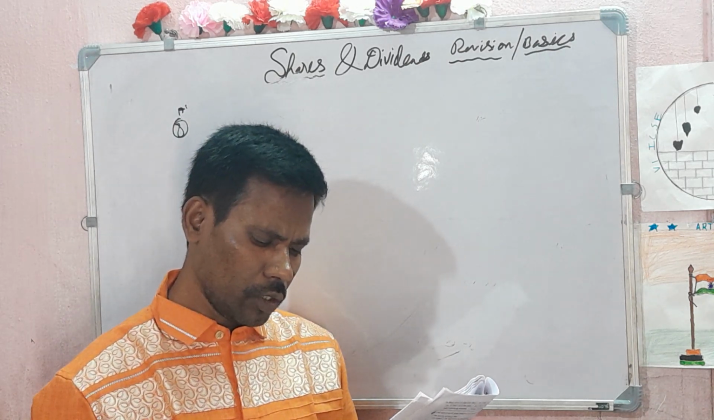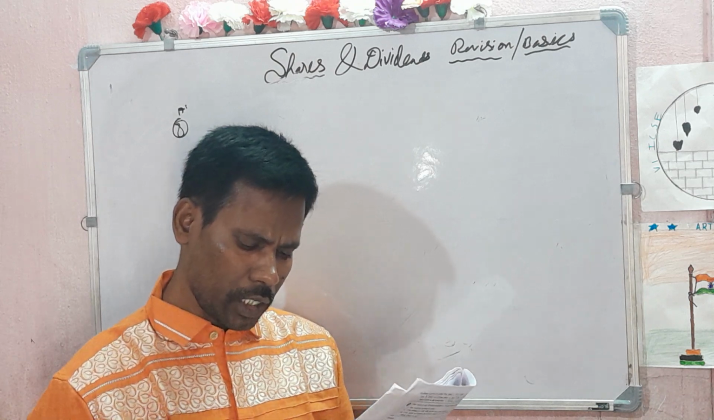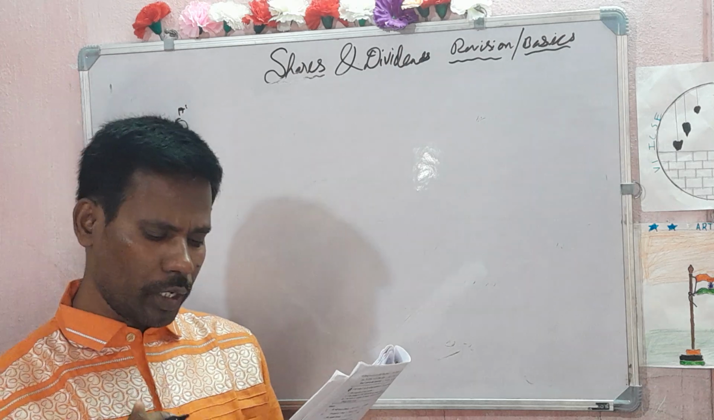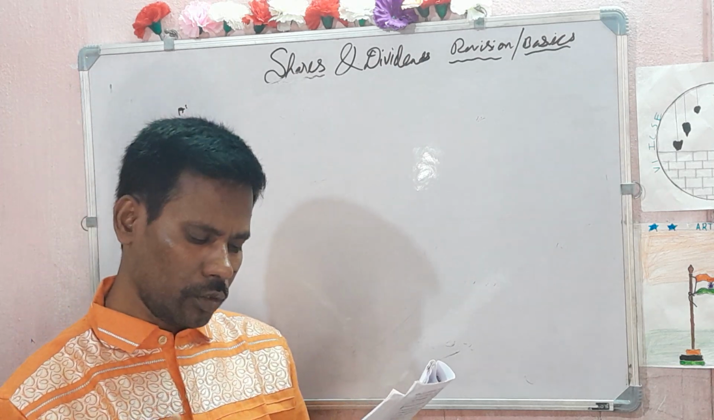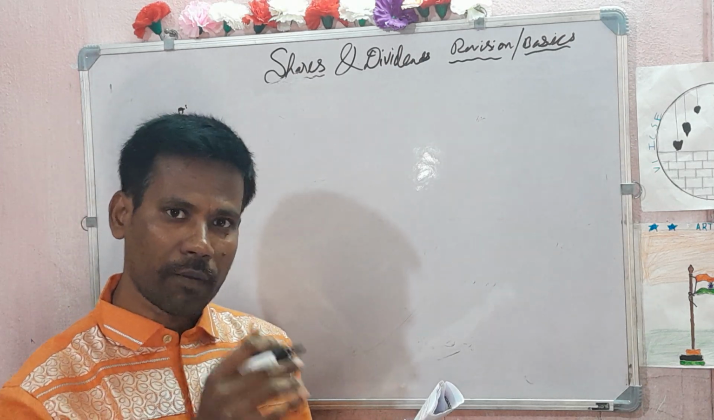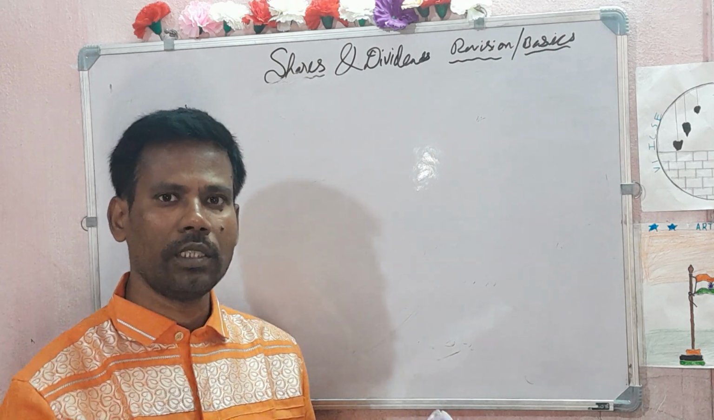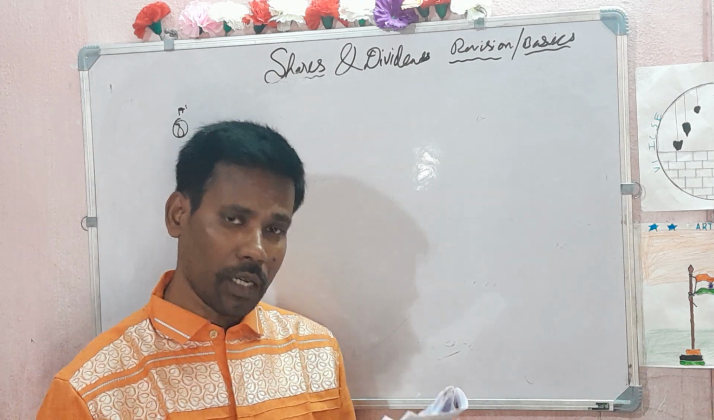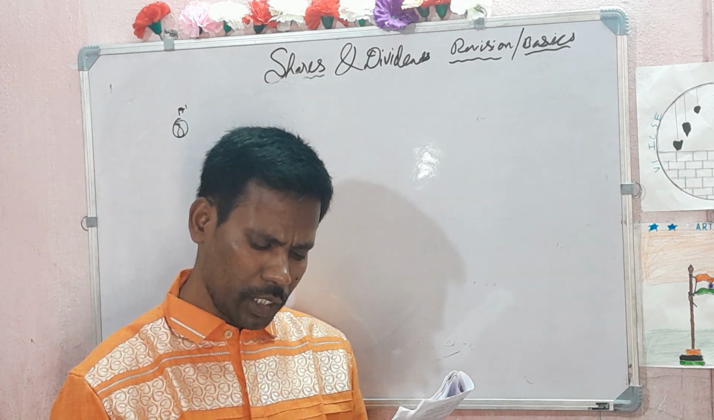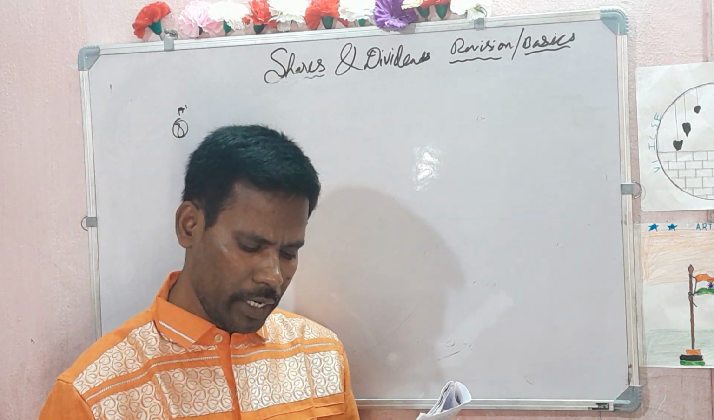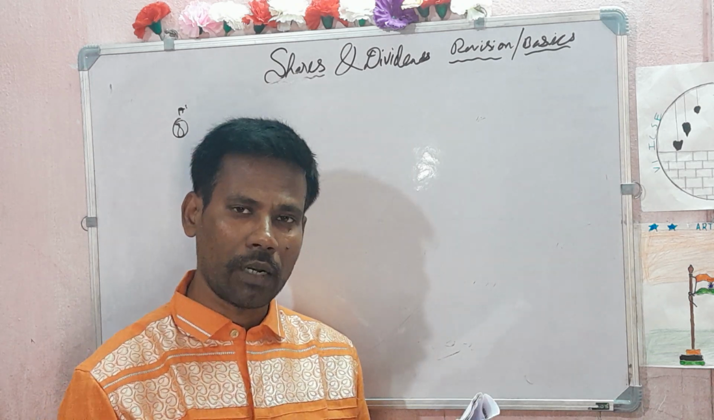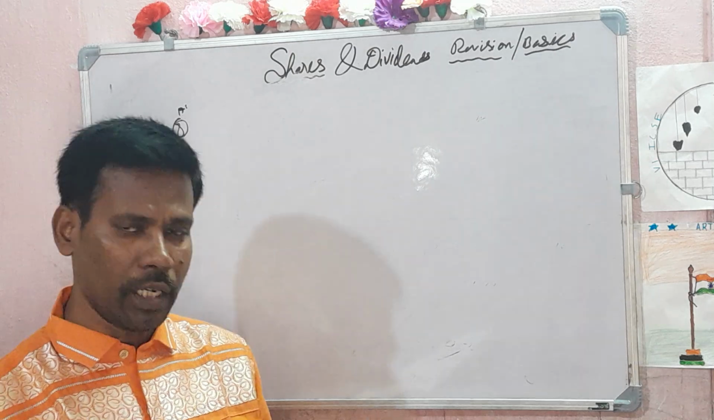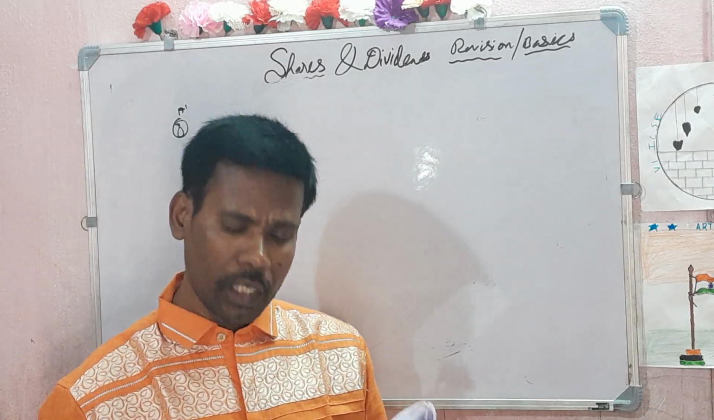If he earns 1,200 at the end of the year as dividend, find the number of shares he has in the company, and the dividend percentage per share. Look at the words the author is using: the number of shares he has in the company, not the number of shares he has in the market. And the dividend percentage per share is what the company is giving. Please make a note of it.